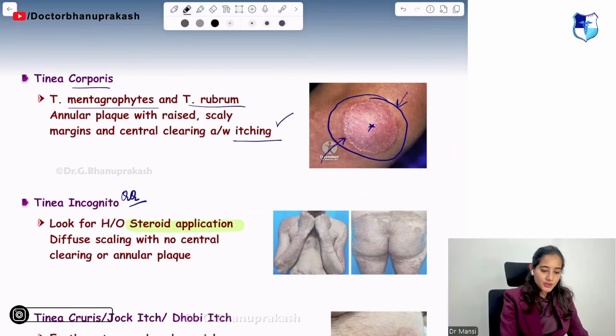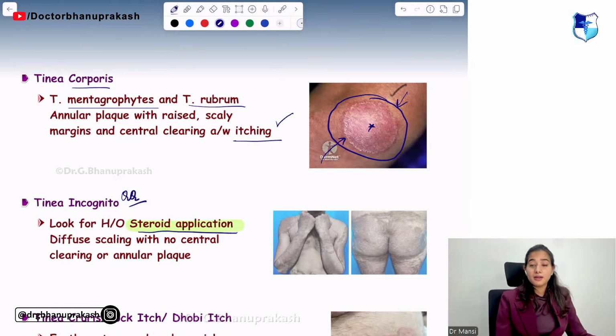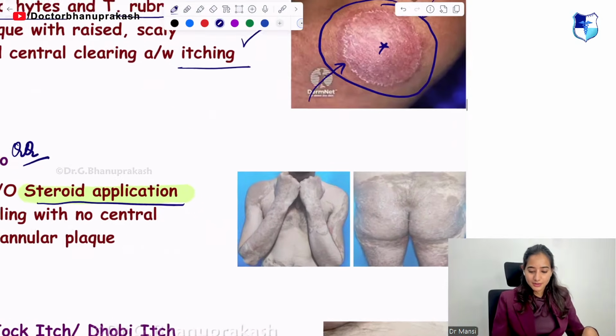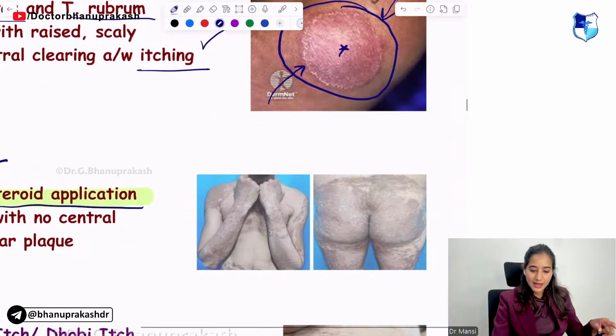Classically, it should be like this, tinea infections. But in people who have probably used steroids, and the history might have been given to you in the question, that is going to change its appearance. So why incognito? Because we cannot recognize what it is. It is not classically appeared. As you can see, this had raised margins, but you can't actually diagnose by seeing this.